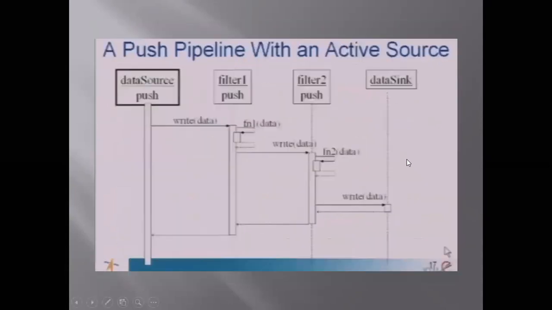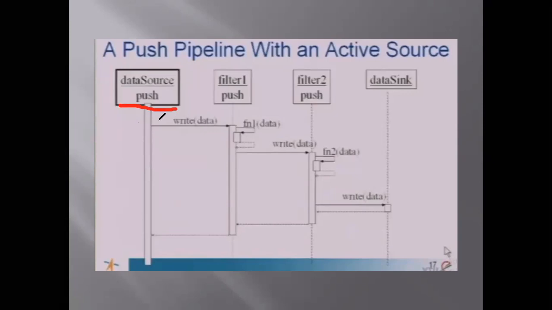Let us see a few of the scenarios here. The first scenario is a push pipeline with an active source. The first scenario will be seen with a data source having a push concept. So in this scenario, what is happening here is that the control is initiated by this data source.